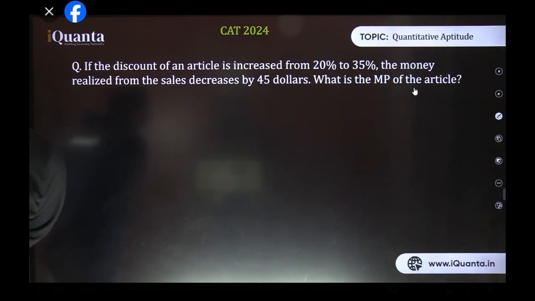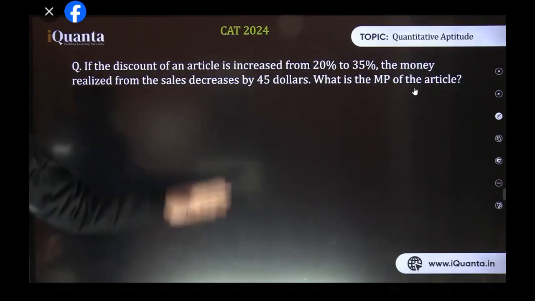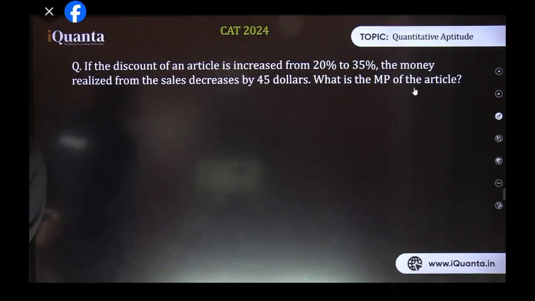Jay, there was profit of 17%, na? Naman, we were writing SP by CP. You can do it reverse also. That doesn't make any difficulty.